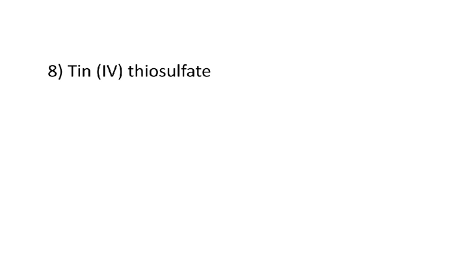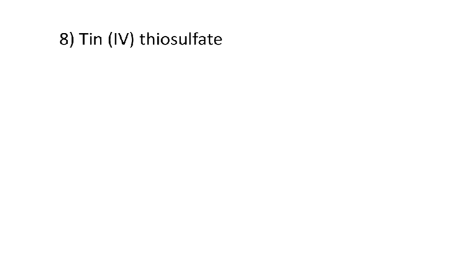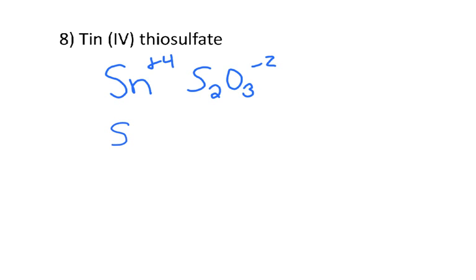Okay, last one. We're going to do tin 4 thiosulfate. Now, tin is Sn, and this is going to be +4, and thiosulfate, let's look it up, is S2O3 with a -2 charge. Crisscross them down, and you get Sn2, parentheses, S2O3, to the 4. Don't forget the parentheses.